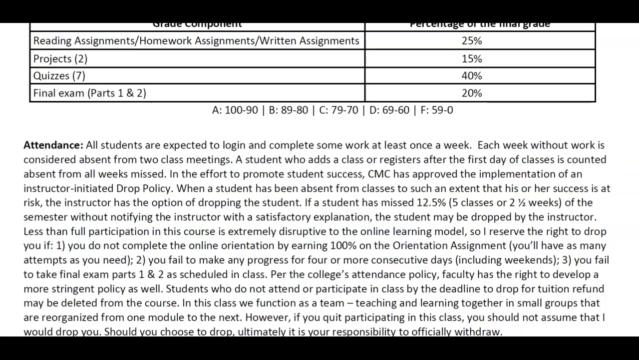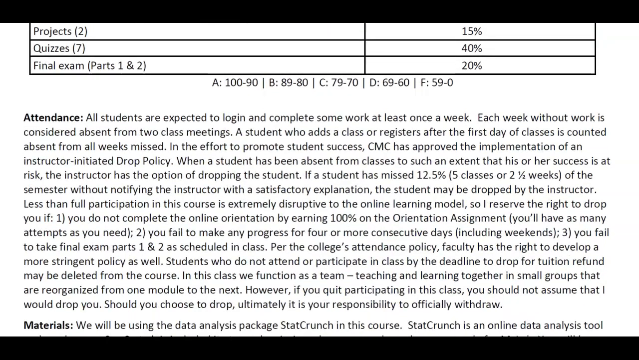Less than full participation in this course is extremely disruptive to the online learning model. So I reserve the right to drop you if: 1. You do not complete the online orientation by earning 100% on the orientation assignment, and you will have as many attempts as you need. 2. You fail to make any progress for 4 or more consecutive days, including weekends. 3. You fail to take the final exam parts 1 and 2 as scheduled in the class.